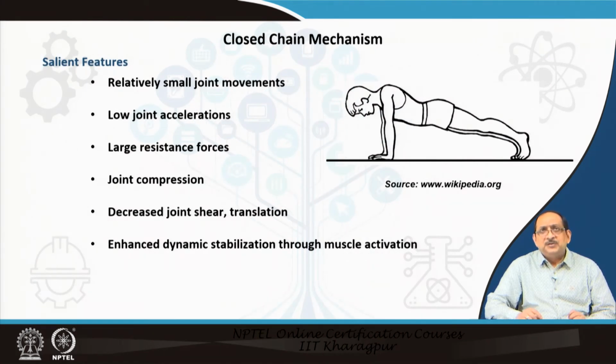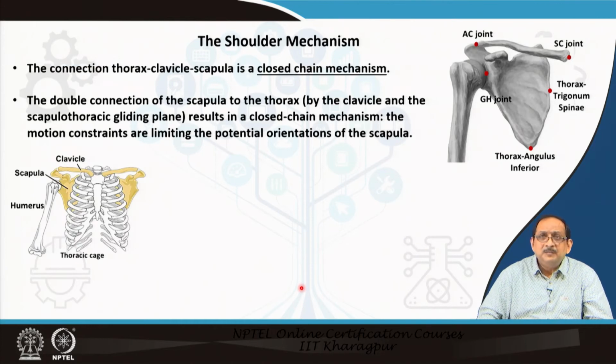The salient features of the closed chain mechanism as encountered in the human body are relatively small joint movements, low joint accelerations, large resistance forces, joint compression, decreased joint shear and translation, and enhanced dynamic stabilization through muscle activation. Now, let us come to the shoulder mechanism.